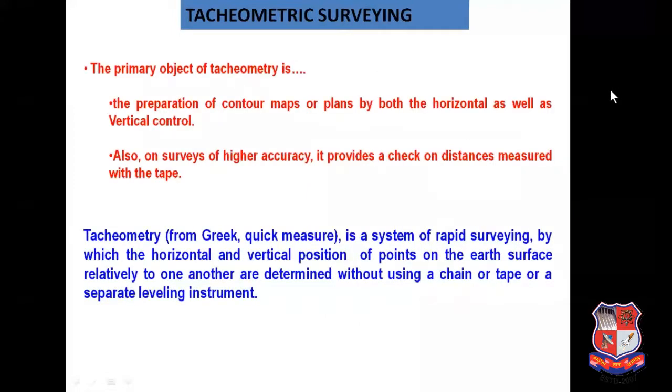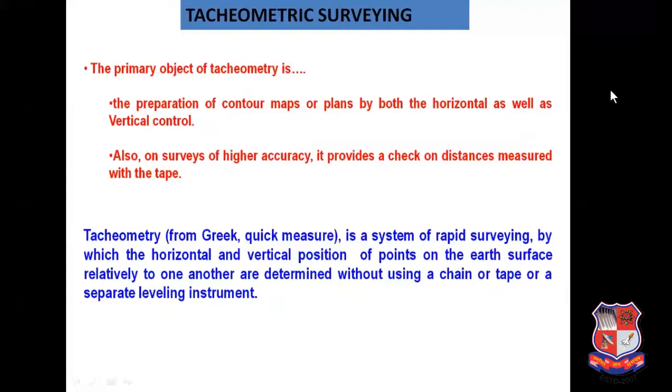Now, what is the primary object of tachyometric surveying? So the primary object of the tachyometric surveying is the preparation of the contour maps and plans by both horizontal as well as the vertical control. Also, on surveying of higher accuracy, it provides a check on distance measured with the tape. So these are the 2 primary objects: to prepare the contour maps, means drawings by the controls, and also for the checking of the already measured distance by other means, we can use this tachyometric surveying.